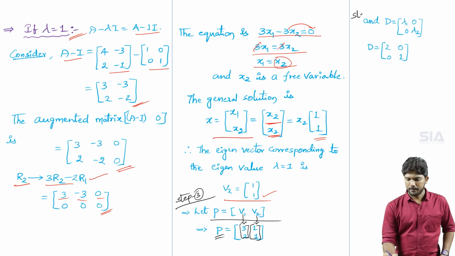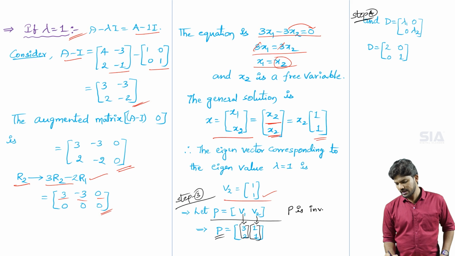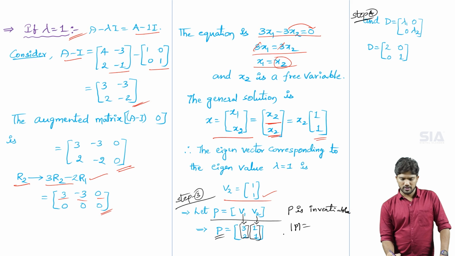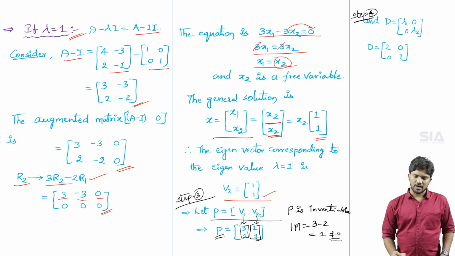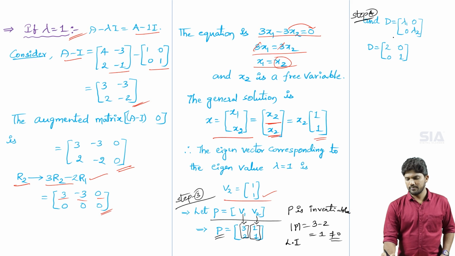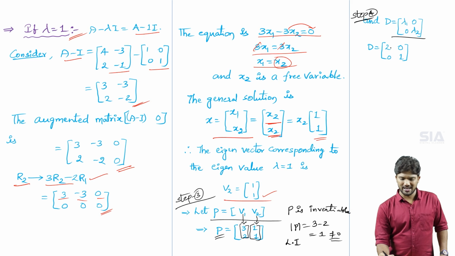And next step 4. In step 3 this capital P is invertible. Why? Because det of P is equal to 3 minus 2, that is equal to 1, which is not equal to 0. So det of P is not equal to 0, so it is invertible. And the columns of capital P are linearly independent; those eigenvectors are linearly independent eigenvectors. So next, step 4, capital D is equal to diag(lambda 1, lambda 2). So substitute the eigenvalues of capital A. So D = diag(2, 1).